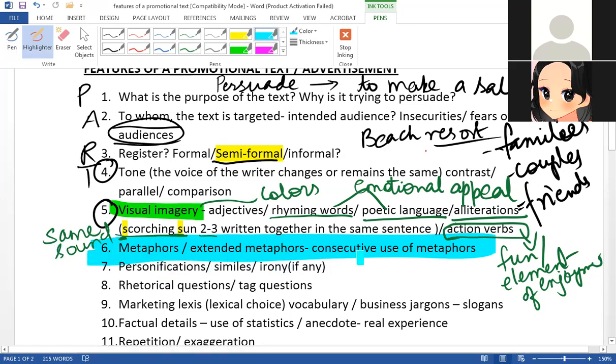Metaphors, extended metaphors, consecutive use of metaphors. Metaphors everyone knows. For example, if I say a teacher is a swan, because she's very composed and calm on the outside, but on the inside she's paddling really hard and she's working on the worksheets, she's planning lessons, she's marking, she's grading. So this is a metaphor. What do I mean by extended metaphor? If in one paragraph or in two, three paragraphs consecutive use of metaphors appear, one after the other, I have read three metaphors in my top paragraph, then the second paragraph has two more. This is known as extended metaphor, consecutive use of metaphors.